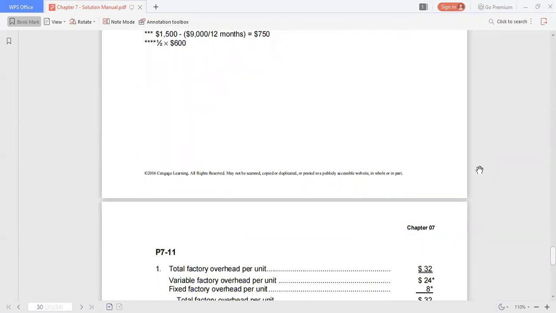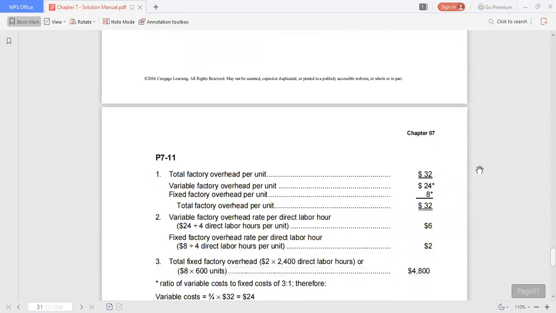Then we have 7-11, the overhead application rate for 7-11. Okay, the company uses job order cost system and standard cost. It manufactures one product whose standard cost follows. So we have the standard cost materials, 20 yards at 0.90 per yard. So you get 18 direct labor, 4 hours at 9 per hour, 36 total factory overhead per unit. The ratio variable cost to fixed cost is 3:1. So we now get 32, and the total unit cost is 86.